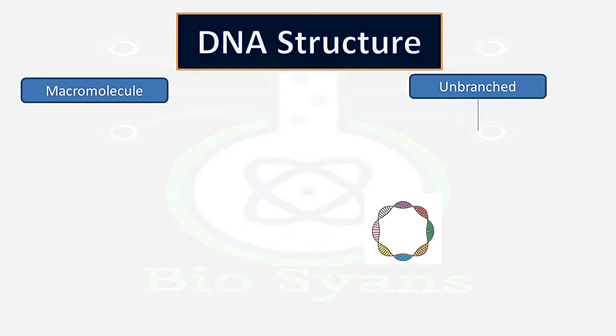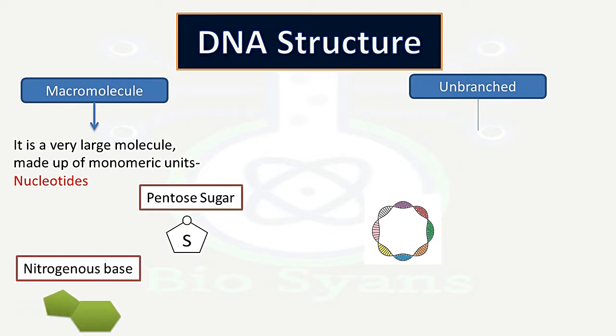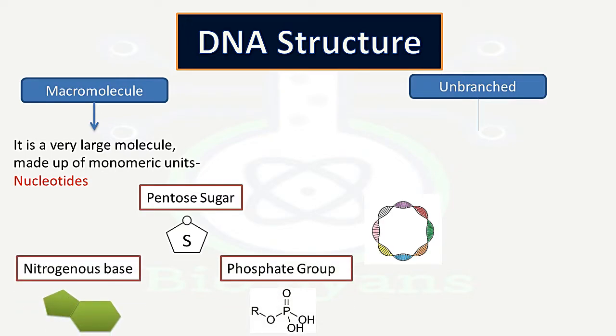Macromolecules are very large molecules composed of the polymerization of smaller subunits called monomers. In this case, the monomeric unit is a nucleotide. The nucleotide is composed of a pentose sugar, a nitrogenous base and a phosphate group. When we talk about the unbranched structure, it is because two linear polynucleotide chains form the structure. What do I mean by polynucleotide chain? I'll be discussing that in the next slide.